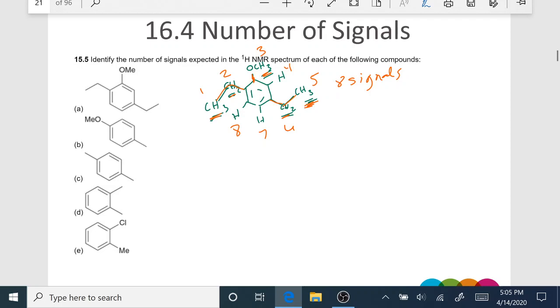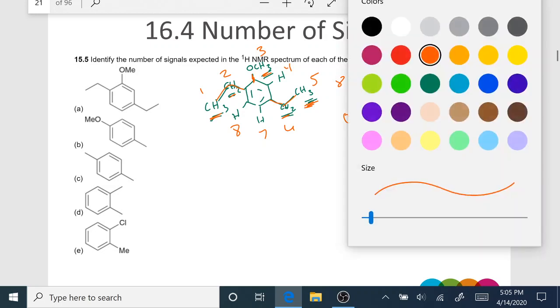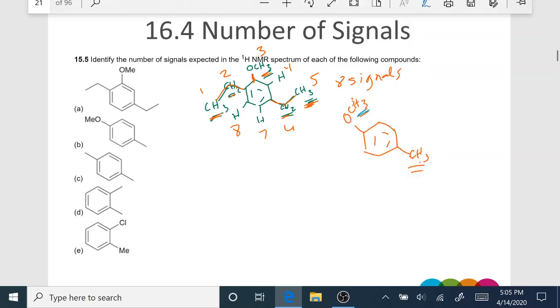Okay, let's look at B. So we have a benzene ring, a methyl group, and an OCH3. Remember, methyl groups, all 3 hydrogens of those are equivalent to each other. Here, this methyl group, all 3 of these are equivalent to each other. But the two methyl groups are not equivalent to each other. So we're going to get 1 signal for this CH3 and another signal for this CH3. Now we have a hydrogen here, hydrogen here, hydrogen here, hydrogen here. So that gives us 1, 2, 3, 4, 5, 6 signals.